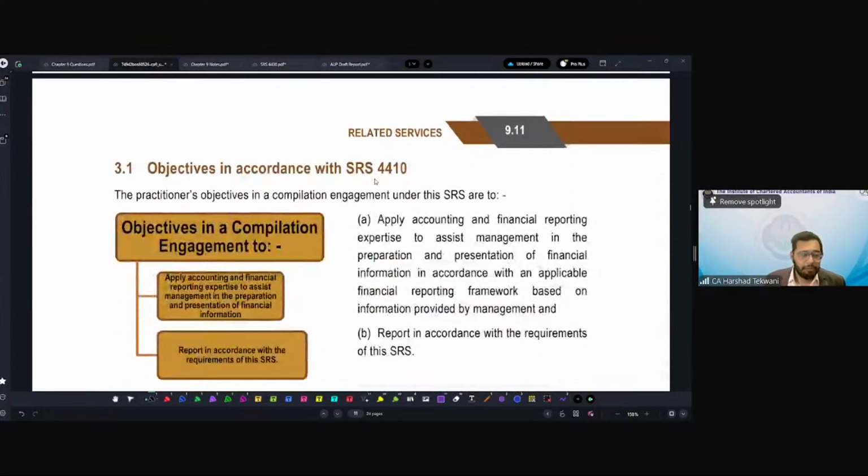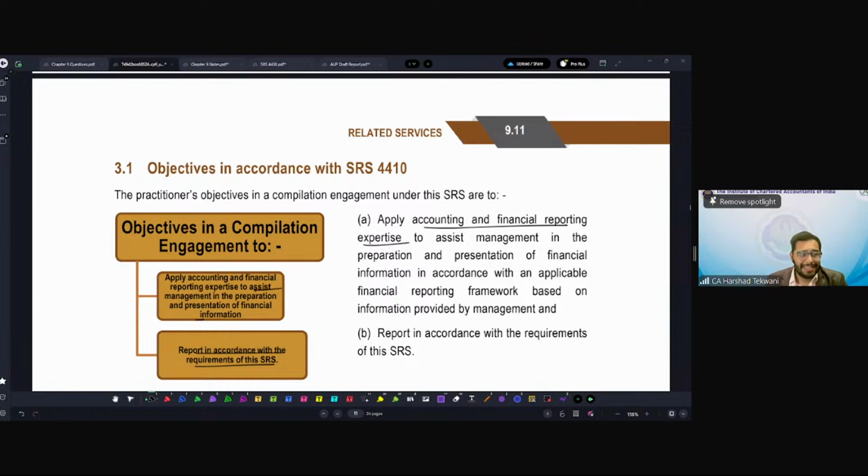Then again, the objective is to assist the management and to report in accordance with the SRS. When you assist the management, you have to apply your accounting and financial reporting expertise. That's it. Pretty straightforward. There is nothing difficult or complex over here.